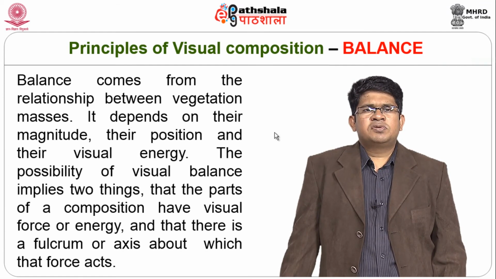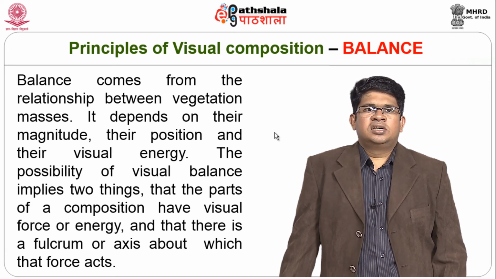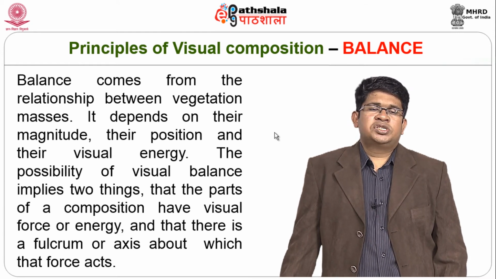So, balance comes from the relationship between vegetation masses. It depends on their magnitude, their position, and their visual energy. The possibility of visual balance implies two things: that the parts of a composition have visual force or energy, and that there is a fulcrum or axis about which that force acts.